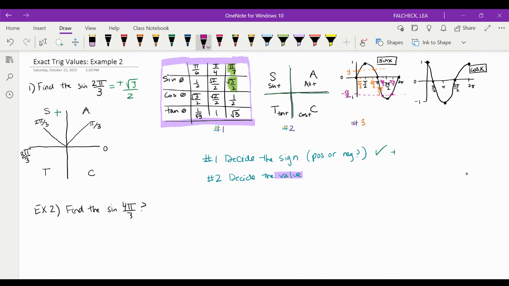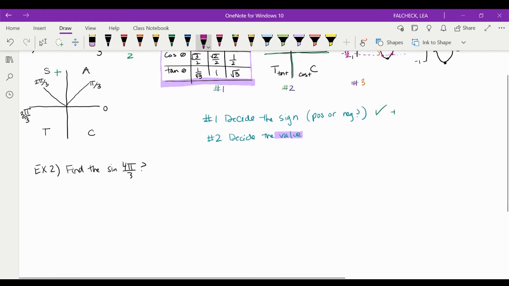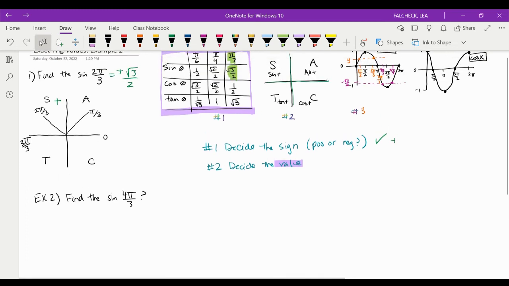And that's why sine is going to be negative in quadrants 3 and 4, because on the other side of the sine curve, the y values are negative. So to find the sine of 4 pi over 3, I would see that it's still rad 3 over 2. It's just negative now.